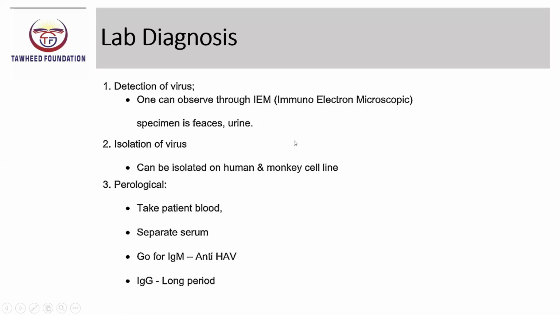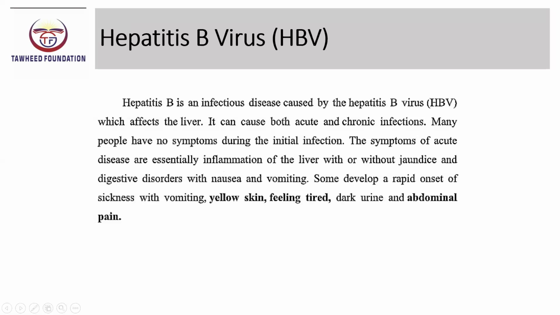The specimen is feces or urine. Second, isolation can be done on human and monkey cell lines. Third is serological: take the patient's blood, separate the serum and test for IgM antibodies, anti-HAV. Last is IgG, the long-lasting immunoglobulin.